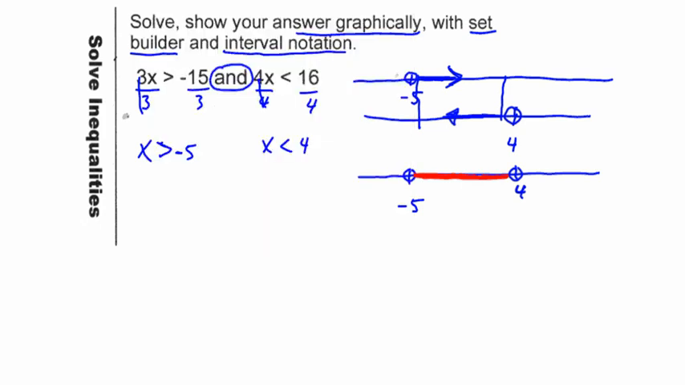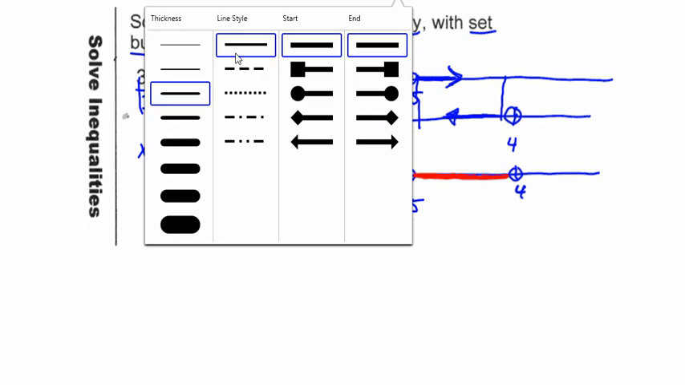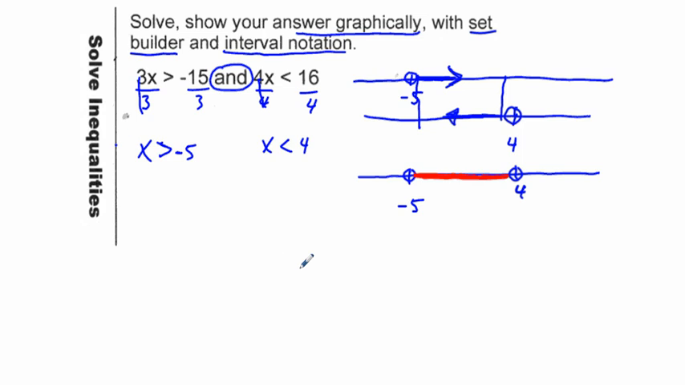inequality graphical notation. Now we go to our set builder notation. And for that we have a bracket, x, vertical line segment, such that x is greater than negative 5 but less than 4. So that is our set builder notation.